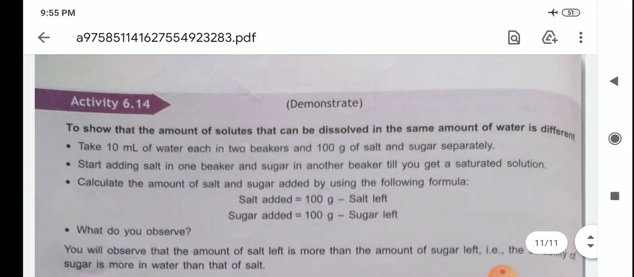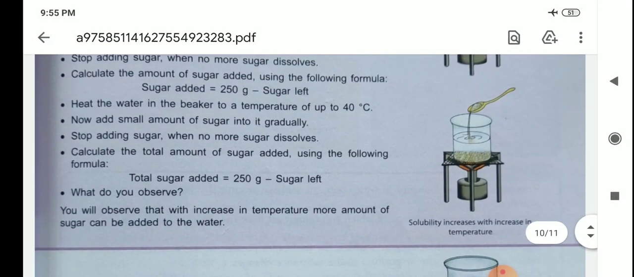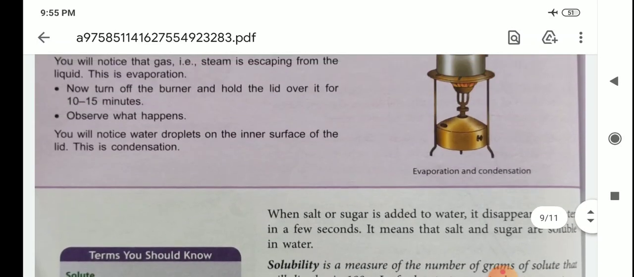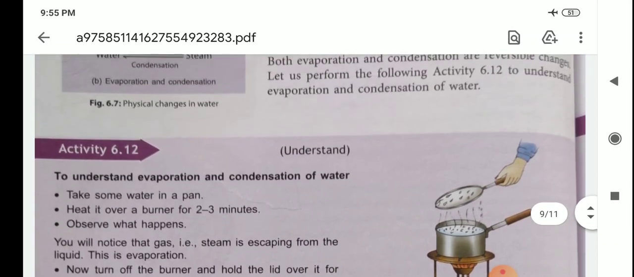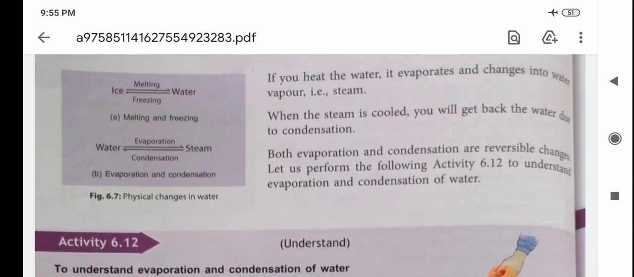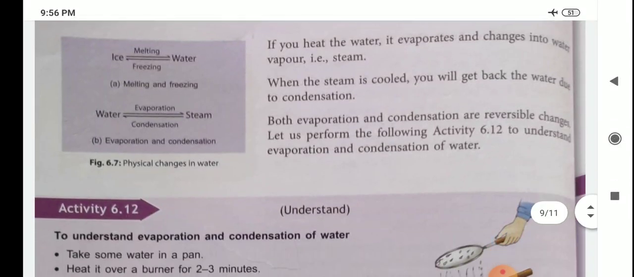So these are some terms in this chapter. You have to remember what is reversible change, what is irreversible change, physical change, chemical change, then expansion and contraction. Okay. So again you read this chapter properly and try to understand these terms. Thank you.